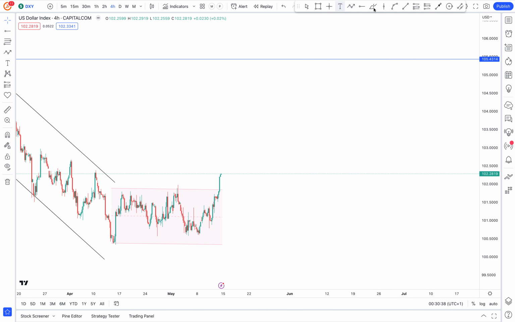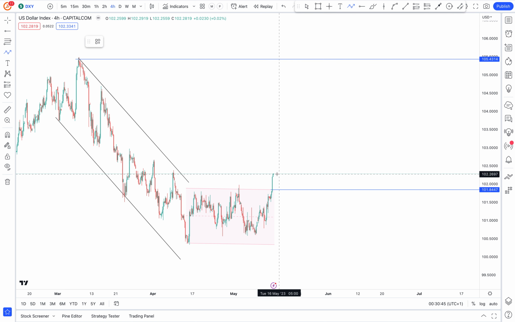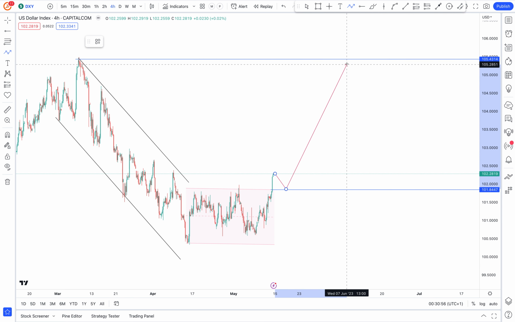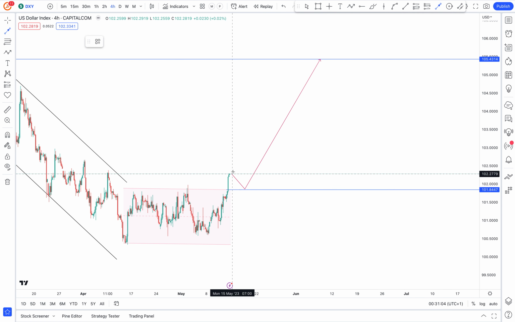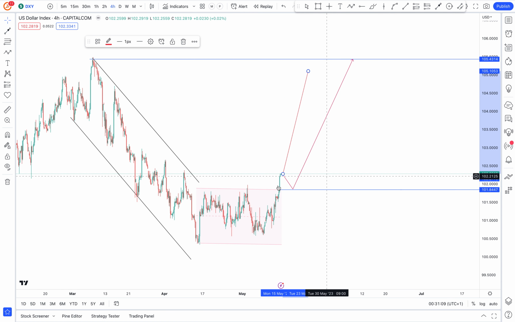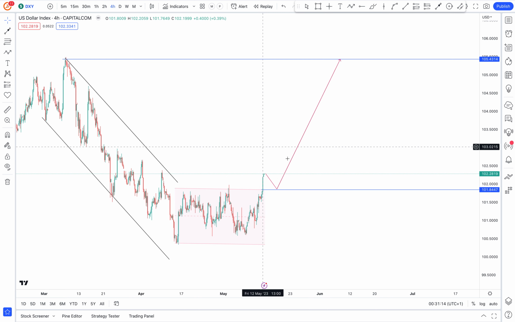The sort of movement I'll be expecting on the DXY is probably a retest of this zone, that is the consolidation box, and then a push up to this resistance zone that we have here. That is what I will be expecting, but you could also see price just make a push up to this zone, right? This could also be a likely scenario, guys. So just keep a close eye on the DXY for this upcoming week.